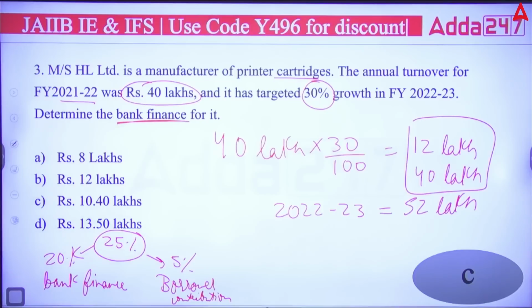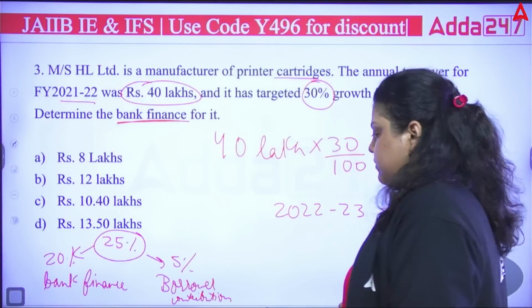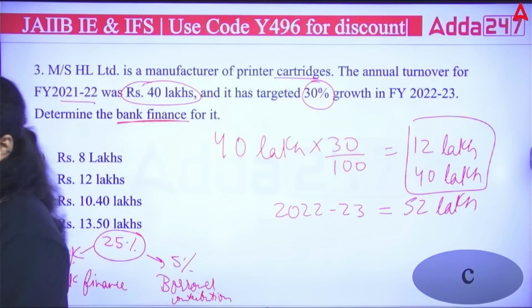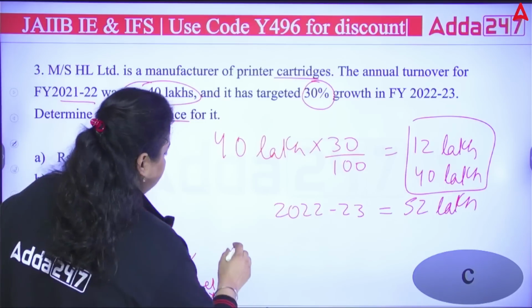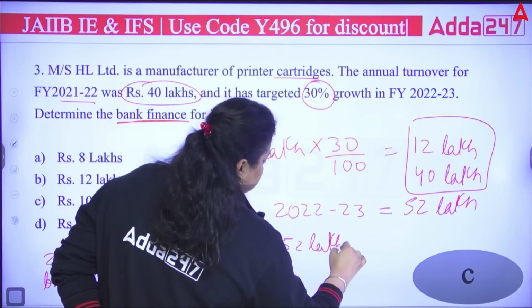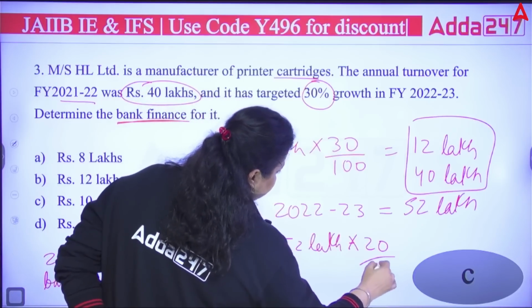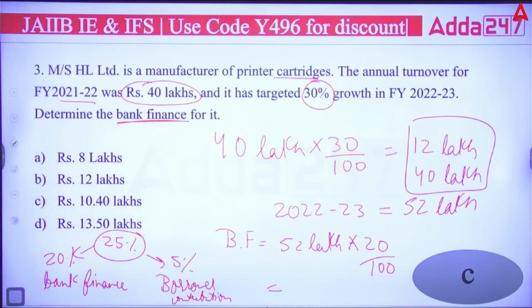So this is your 25% total working capital requirement, out of which 20% you take from the bank and 5% the borrower itself invests. So 20% of what do we have to calculate? 20% of your total turnover. So we have to calculate the bank finance: 52 lakhs, 20%. 20% of 52 lakh will be, 1 second.